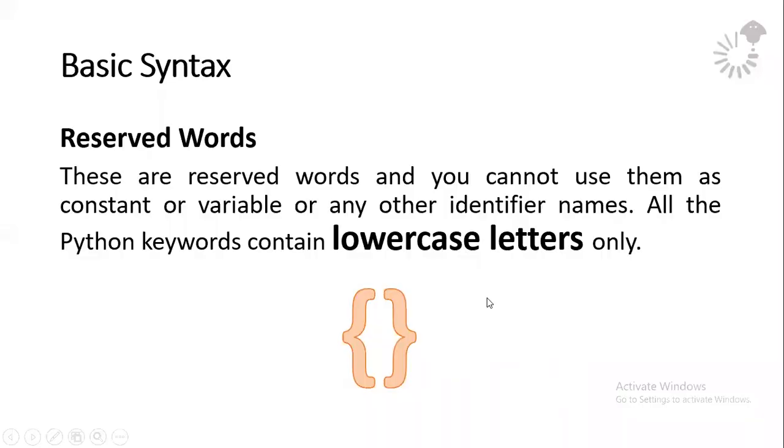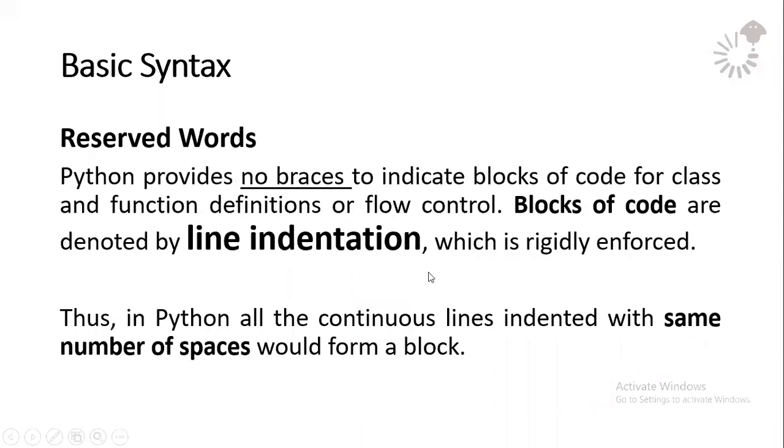Also, in Java, we do use curly braces, but in Python, we are not using curly braces. So Python provides no braces to indicate blocks of code for class or function definition or flow control. Block of codes are denoted by line indentation, which is rigidly enforced, strictly enforced. Thus, in Python, all the continuous lines indented with the same number of spaces would form a block.